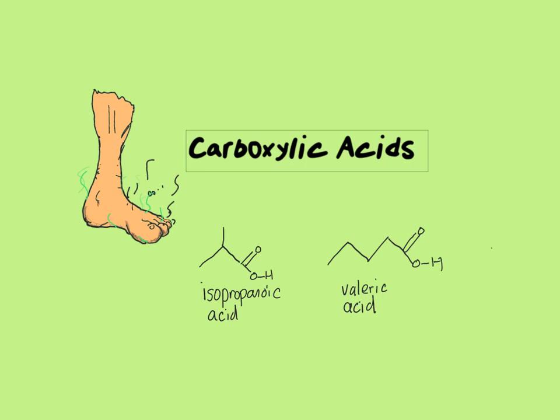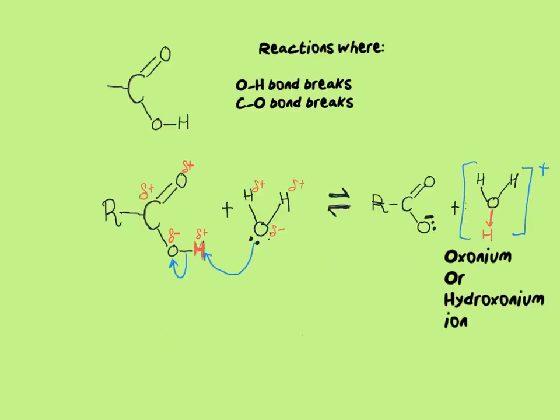Could you give the IUPAC names of these two compounds? Well done. Isopropanoic acid's IUPAC name is methylpropanoic acid. It's got 3 as the longest chain with a methyl group coming off position 2. We don't need to give position 2 because the methyl group can't be anywhere else. Valeric acid is simply pentanoic acid.